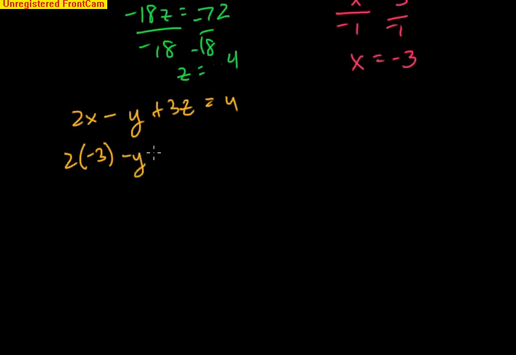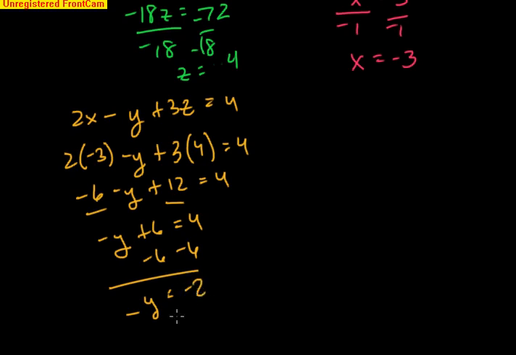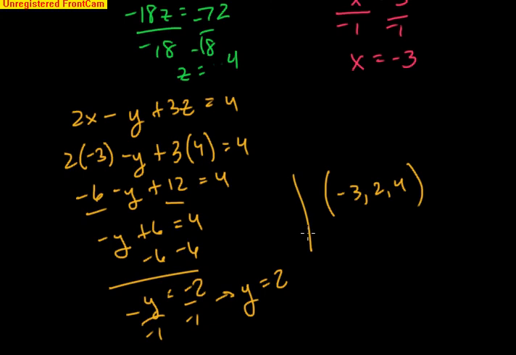2 times negative 3 minus y plus 3 times 4 equals 4. And I simplify. Negative 6 minus y plus 12 equals 4. The negative 6 and 12 make a positive 6. So this is negative y plus 6 equals 4. I'm going to subtract 6 from both sides. Negative y equals negative 2. Sorry for the slant. Now I'll divide by negative 1, and y is 2. So the answer is an ordered triple: negative 3, 2, 4.